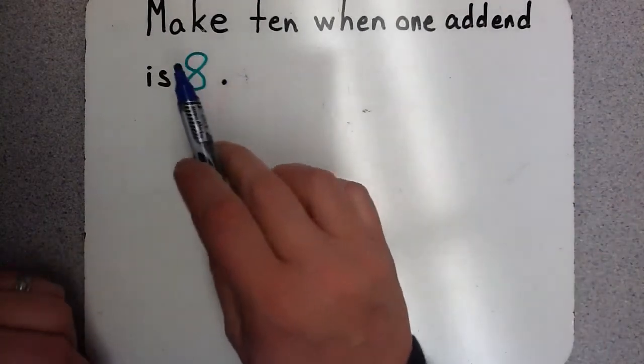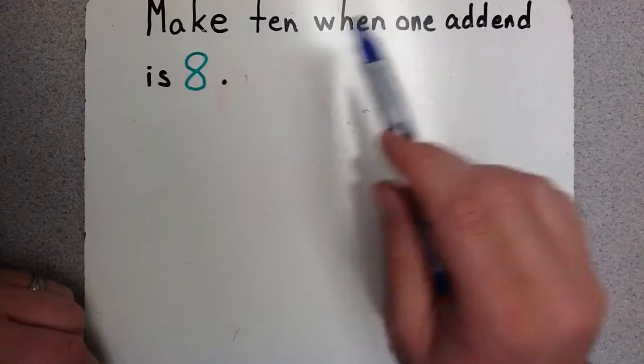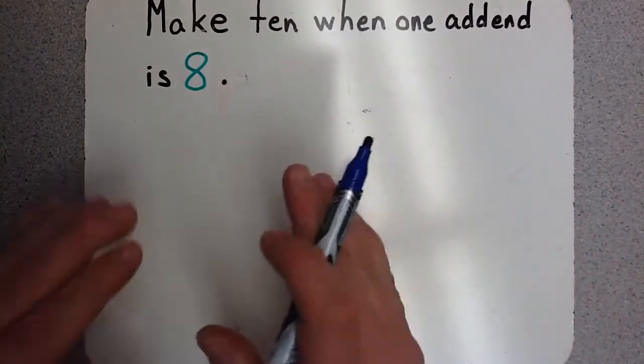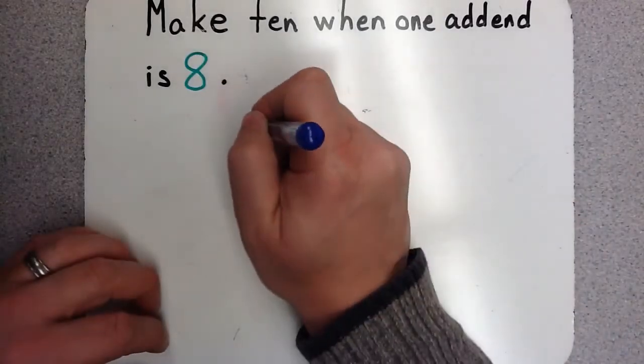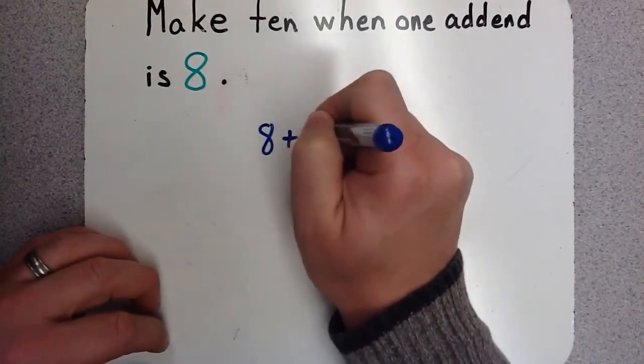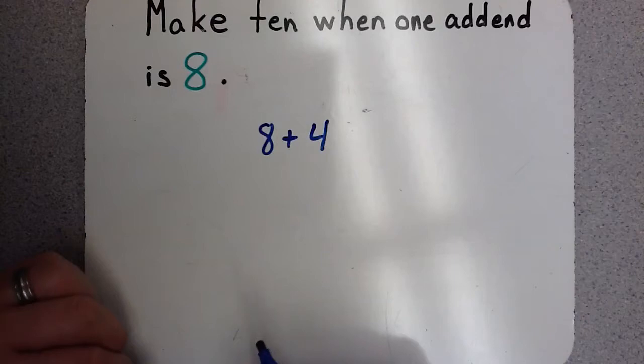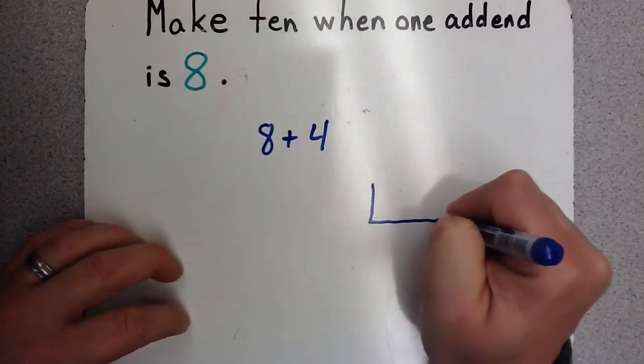Hello. Today we're going to look at the make 10 strategy when one addend is 8, and we're going to explore this using number bonds and 10 frames. So let's look at a couple problems. 8 plus 4. Okay, so I'm going to draw my 10 frame here.